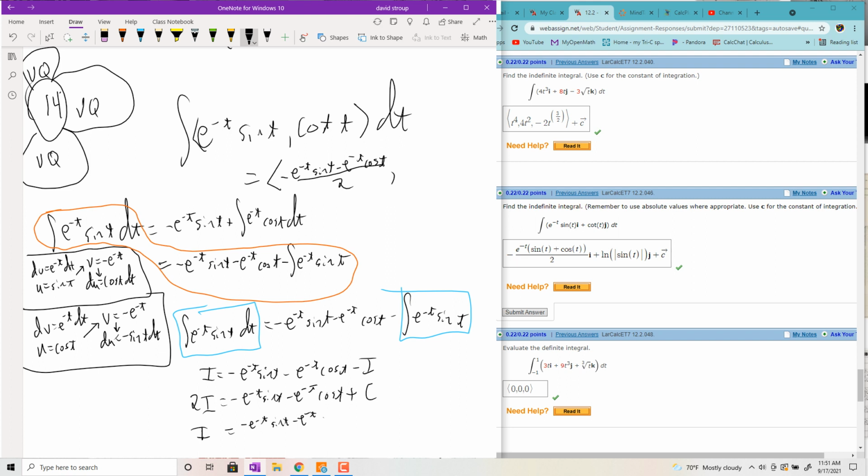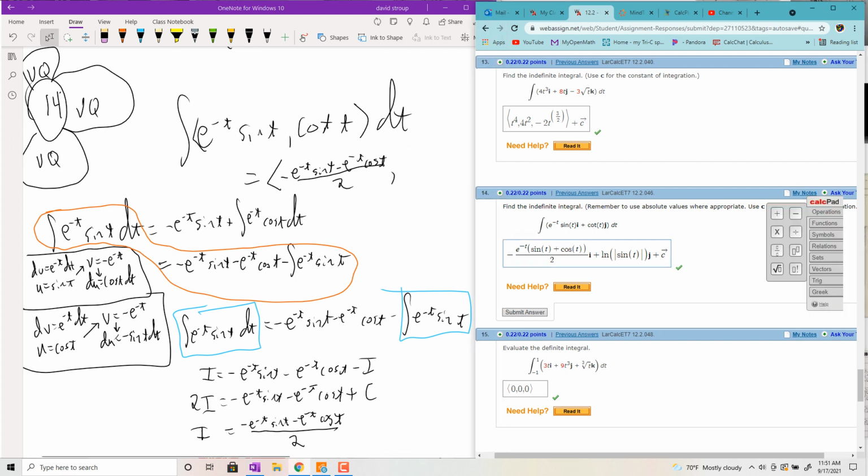So, e to the negative t cosine t. They want you to use the vector for the constant part, so you're going to add the vector on. You can see on the right here, I have to add in plus c, and I had to use their calc pad to do it. I had to go to the calc pad, vectors, and then use that button, but with a c in it. So literally, I would have to press this, and then put c there.